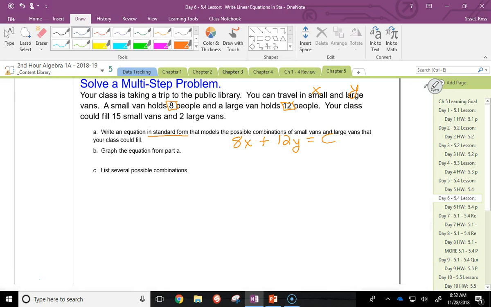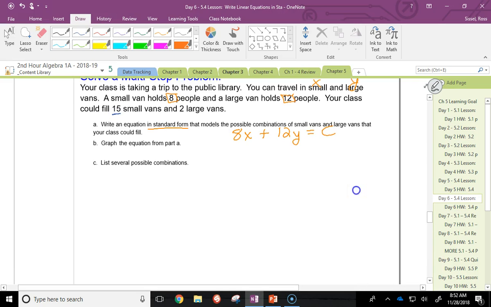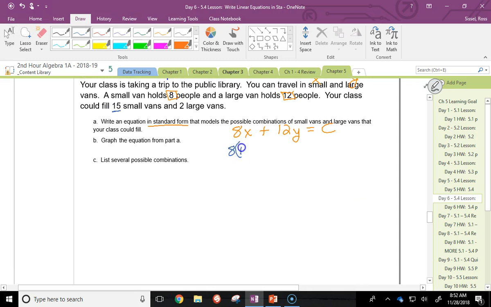So we can do this because they told us we're taking 15 small vans. So I would say 8 times 15 and 2 large vans, 12 times 2. And we have to find out what that answer is. 8 times 15 is 120. And 12 times 2 is 24. And 120 plus 24 is 144.